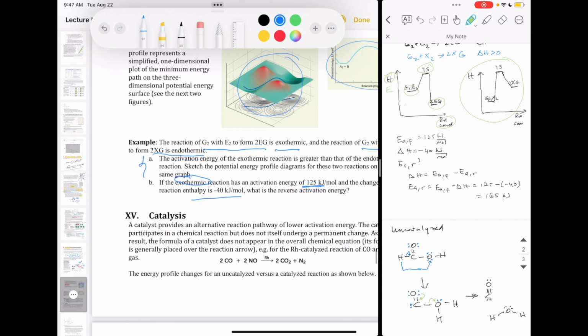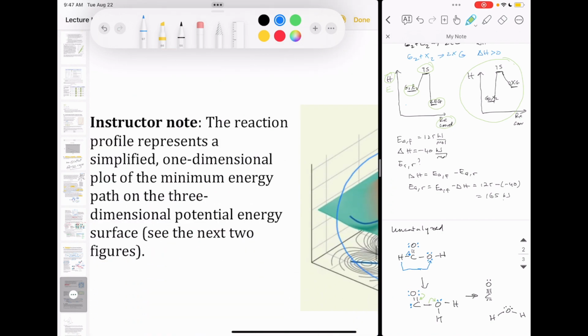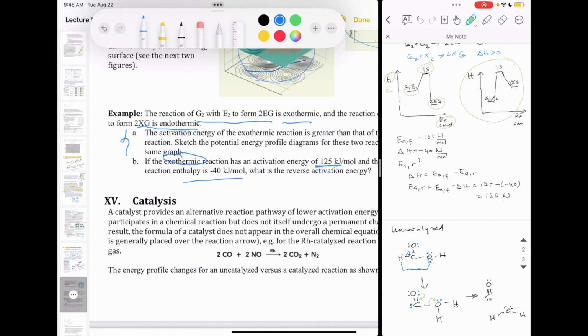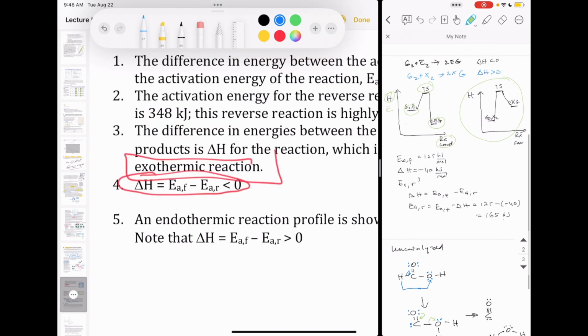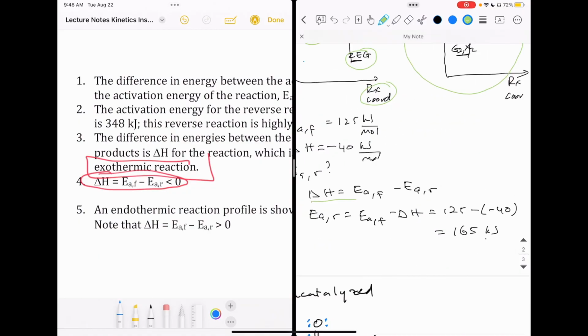So what you need to remember, of course, is that the enthalpy change is just the forward minus the reverse. In this case, we were given the forward. It didn't say forward specifically, but the question did ask for reverse, so we know that the number that we're given is forward. You can set up that equation, which I did here on the right side, and just figure out that delta H is forward minus reverse. If we're solving for the reverse, then it will just be equal to the forward activation energy minus delta H, and then we plug in the numbers, keeping in mind that the delta H itself is negative 40. That gives us 165 kilojoules as the reverse activation energy.